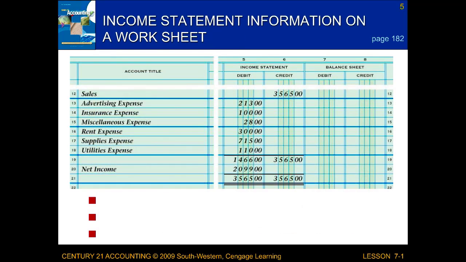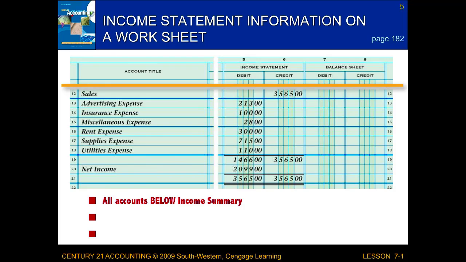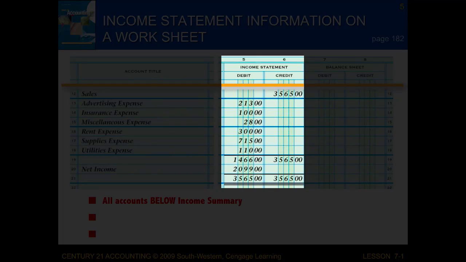So the first thing that we are going to take a look at is a breakdown of that information on the worksheet. So again, when we look at the worksheet, we had that imaginary line that went across an income summary, which is cut out of this picture. But again, you can imagine that line here. And when we look at the income statement column, it contains all of the accounts below that income summary line.